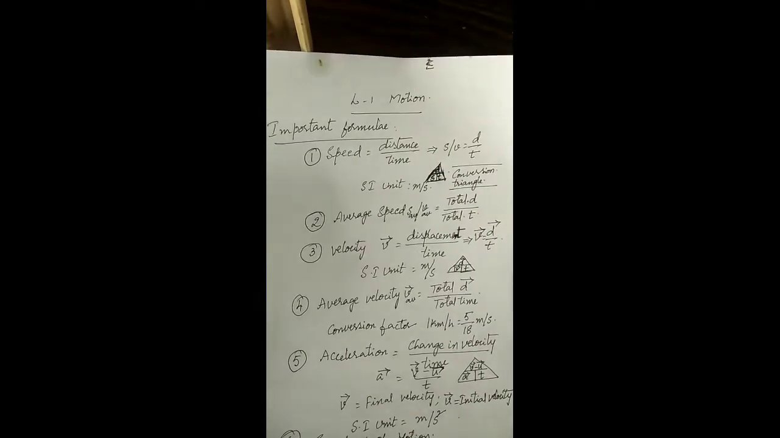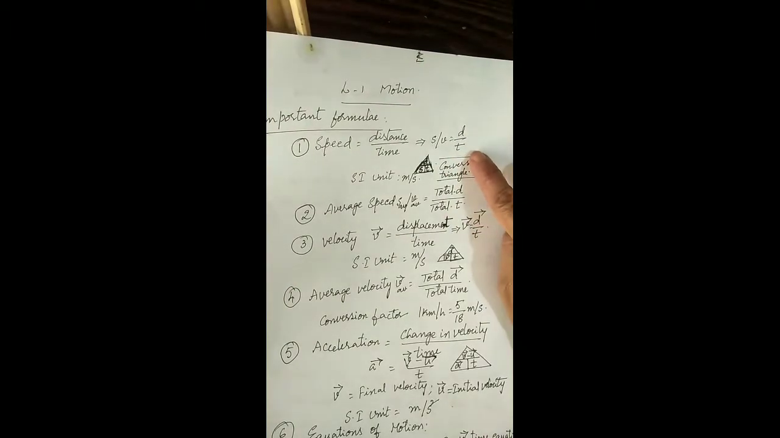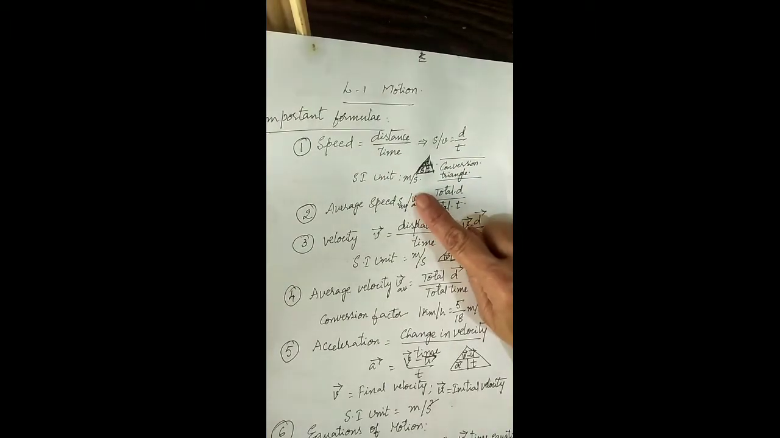The first one is speed. Speed is equal to distance by time. Speed, a scalar, is equal to d by t. Then the SI unit is meter per second.